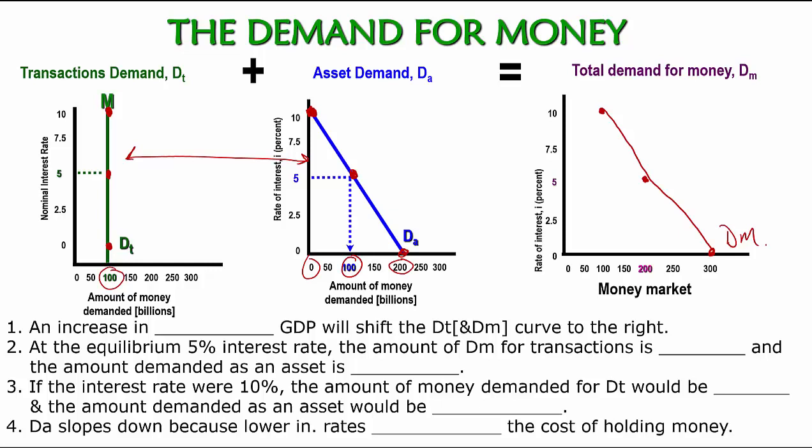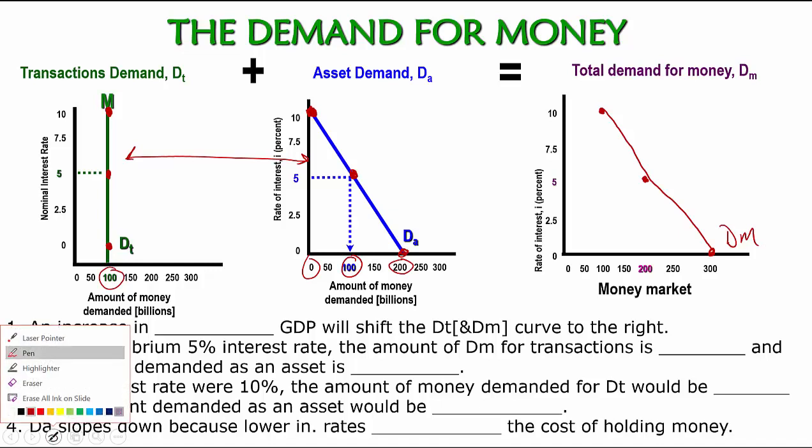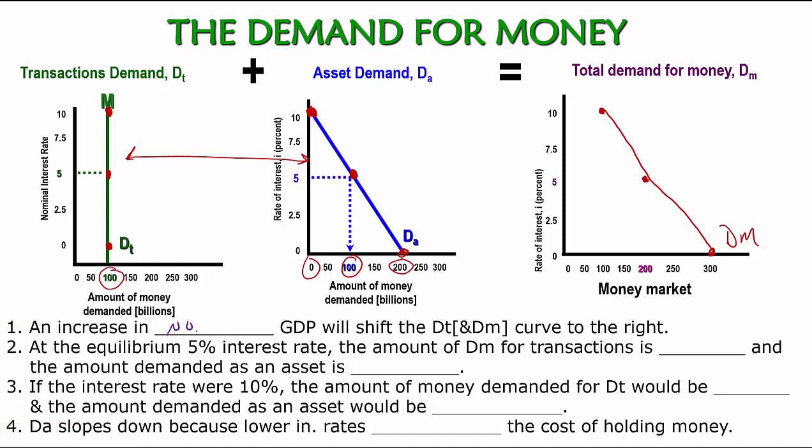Okay? So let's answer these questions real quick just to review some things. First of all, whenever you see the term nominal GDP, that indicates that there's a change in the price level. If there is a change in the price level, then you're going to demand more money for transactions. So that transaction demand curve would end up shifting to the right, and then so would the total demand curve for money.